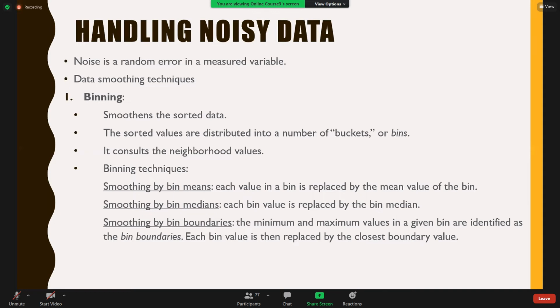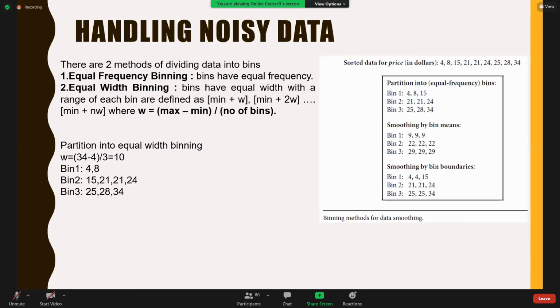One of the techniques is binning. So binning smoothens the sorted data. First, it sorts the data. It works on the sorted data, the data which is in an order. It divides the data into different bins, and then based on the bin mean or its median or its boundaries, the values will be smoothened. For partitioning, we have two types. One is equal frequency and another one is equal width.